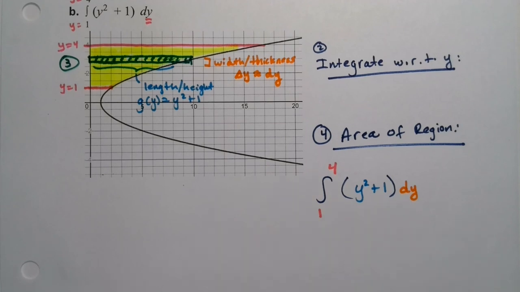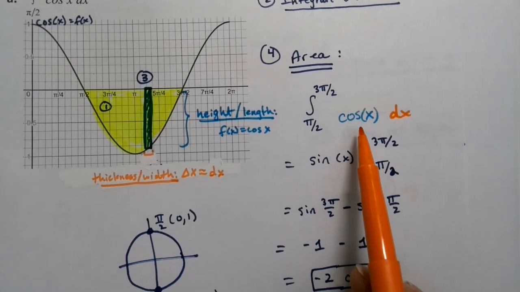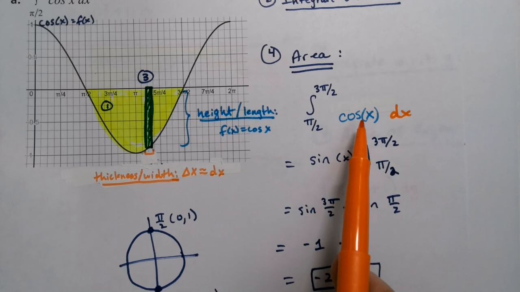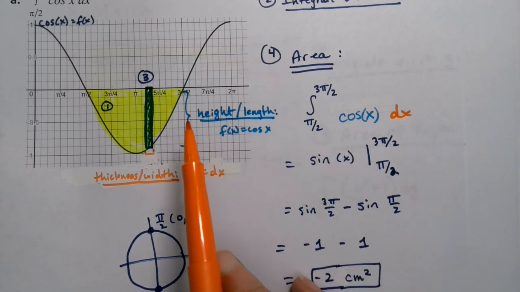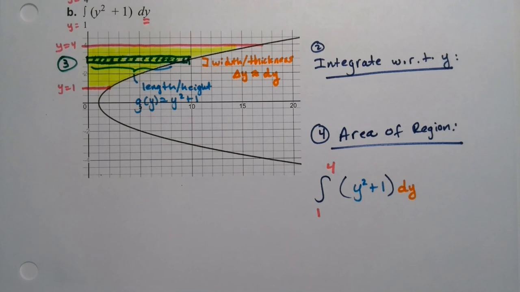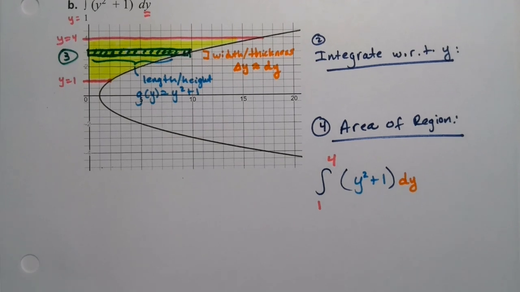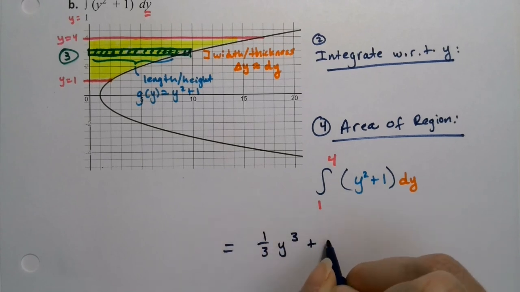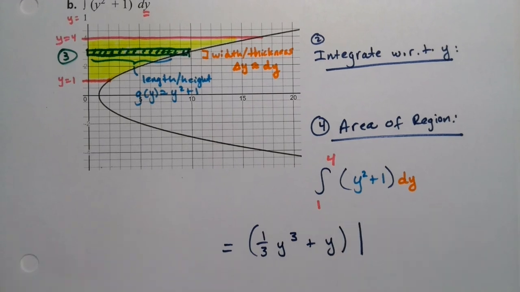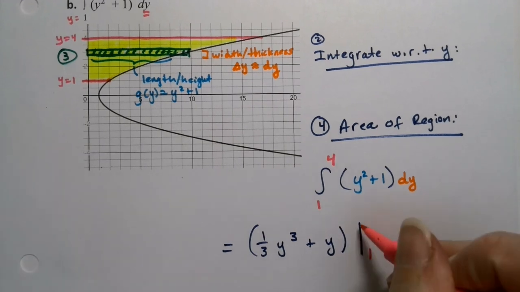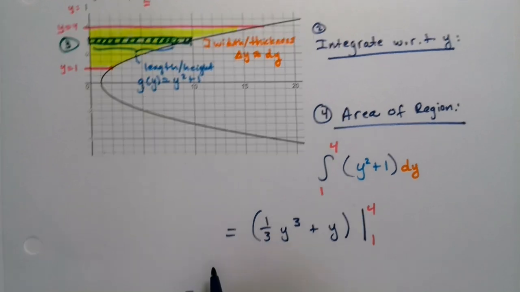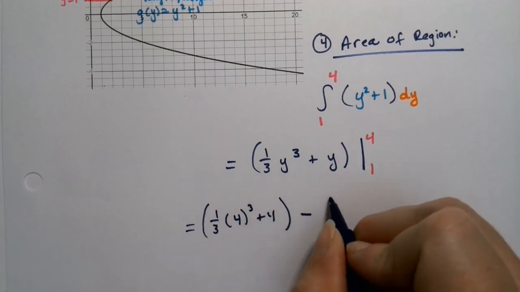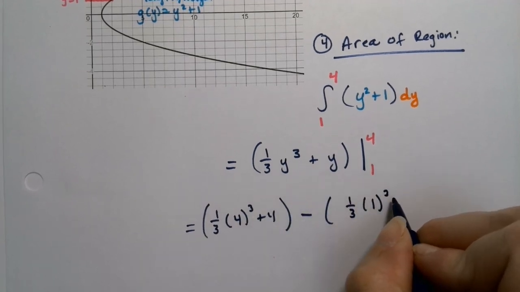Come to think of it, I should have color-coded the previous page into, that's the width in orange, I changed it to orange, that's dx, and then that's the integrand, which is the height of the rectangle. So again, we've seen this before, but it's being presented in a slightly different way. This would be equal to 1/3 y cubed plus y from 1 to 4, which is equal to, oh, the real work here, 1/3 4 cubed plus 4 minus 1/3 times 1 cubed plus 1.